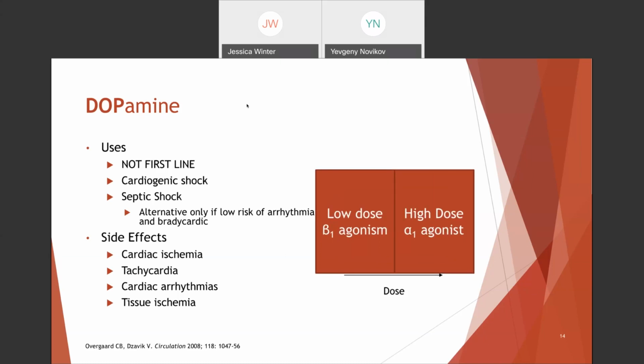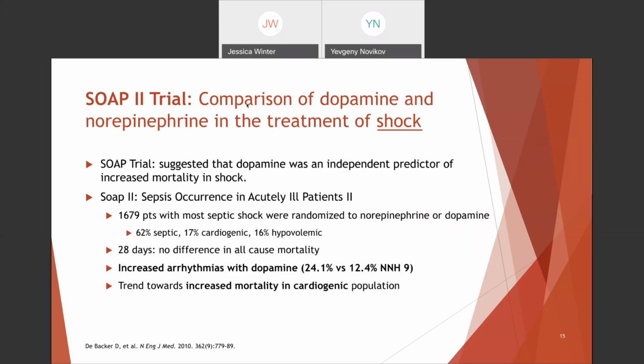So if you're giving it so that you can increase your mean arterial pressure, you're usually going to get a lot of tachyarrhythmia that come along with it. And we saw that in the release of the SOAP trial. The SOAP trial was the precursor to the SOAP2 trial. It found that the use of dopamine in patients with specifically septic shock was an independent predictor of mortality.